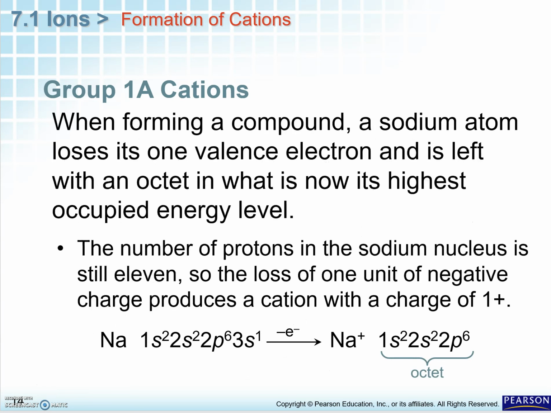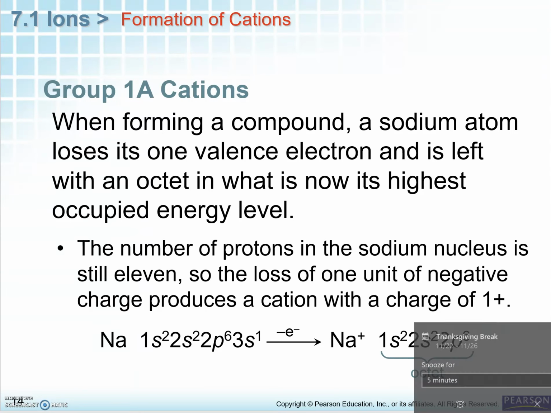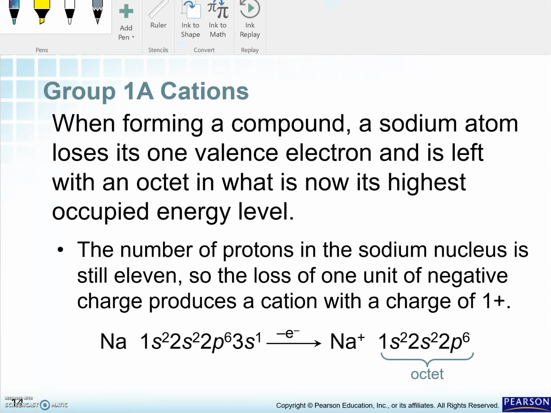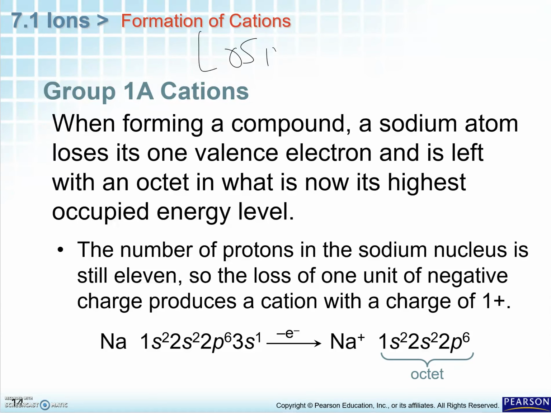So when forming a compound, it's going to lose that valence electron to make it look as if it is that noble gas. Usually it's going to donate it to somebody else, and we'll see that here pretty soon. And the number of protons in the sodium nucleus never is going to change. So we can calculate the overall charge, or if you remember that losing our electrons is going to give us a positive charge.